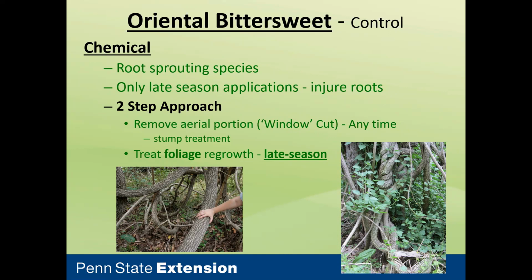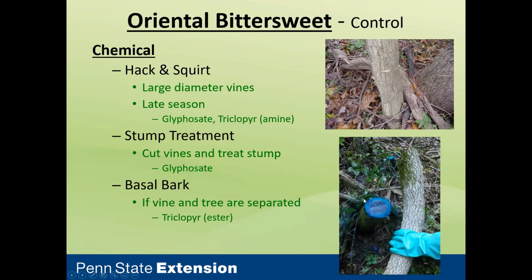But you've got to give it enough time to regrow so that you've got enough foliage there to get good translocation and good coverage to bring enough herbicide down to control the root system. And again, all these treatments are late summer, so no earlier than July are we putting herbicide on this plant. Besides foliage treatments, we can use hack and squirt treatments. We can treat the cut stumps, as I mentioned, and we can also do basal bark treatments if the vines are separated from the trees, so we don't get herbicide onto the tree that we're trying to keep.